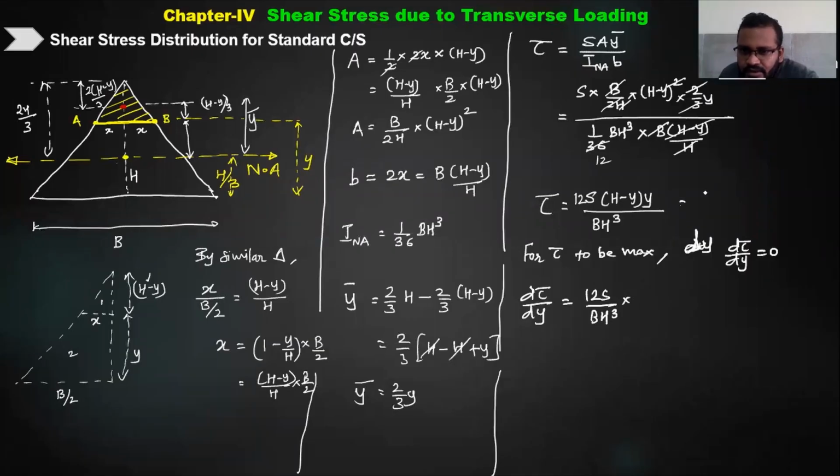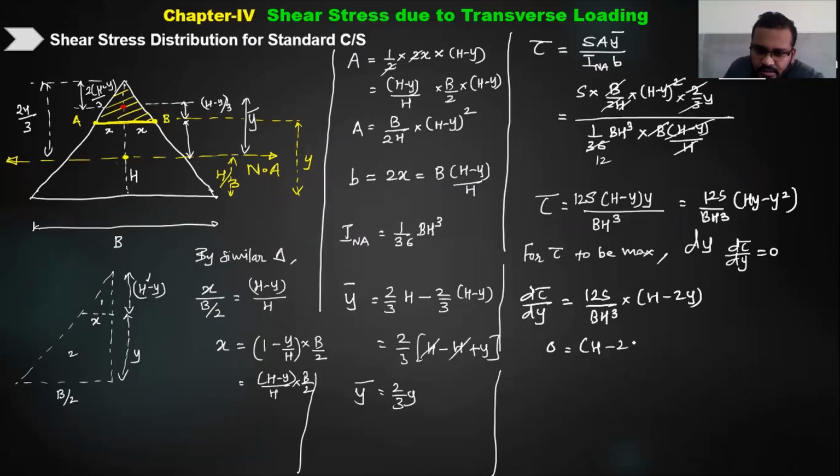Now this can also be written as 12S by bh cube, keeping it like this, because if y were multiplied inside, it would be hy minus y square, right? Now to differentiate this, it will be h minus 2y, right, with respect to y. Correct? Now this is 0, so 0 is equal to h minus 2y. Therefore 2y is equal to h, and y is equal to h by 2. So I am going to get the maximum value of shear stress at y equal to h by 2.